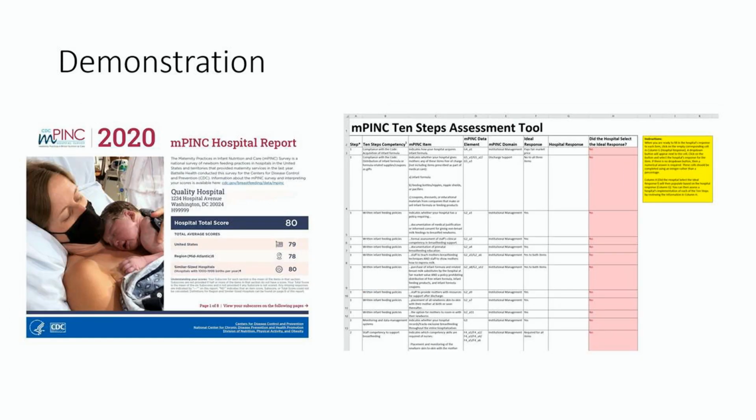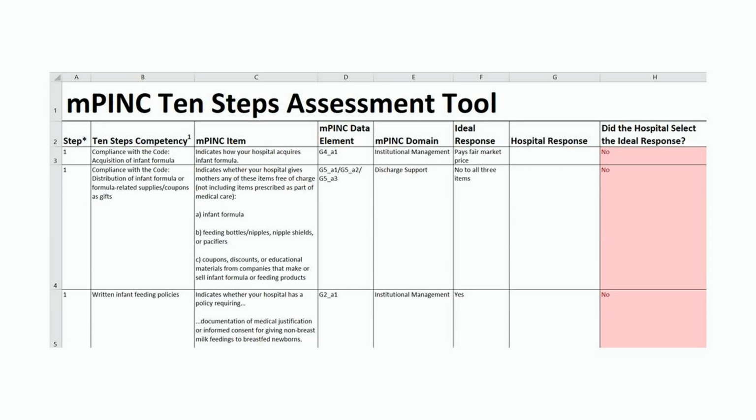We will now demonstrate how to identify data from an mPINC hospital report to enter into the fillable Excel version of the mPINC 10 Steps Assessment Tool. We will be using a fictional hospital for this demonstration. Please note that while we will be demonstrating using the tool with a 2020 mPINC hospital report, the mPINC 10 Steps Assessment Tool can be used with mPINC hospital reports and data from 2018 onwards. We will focus on identifying and entering data for Step 1.